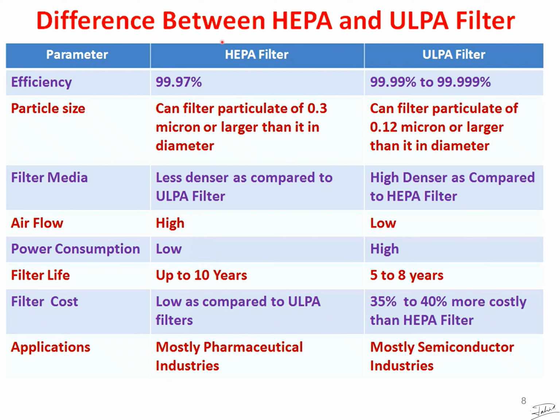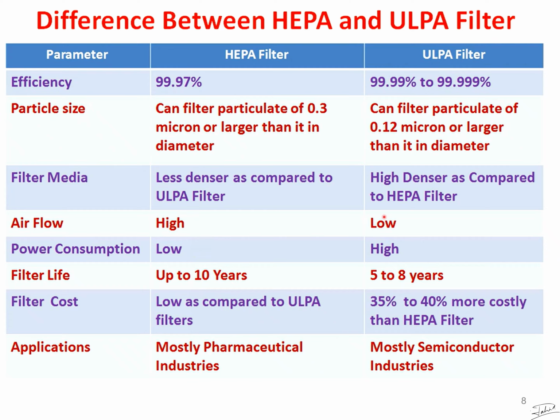So we need to learn about the difference between HEPA and ULPA filters. Here HEPA is 99.97%, but ULPA is more efficient than HEPA filters, at 99.999%. HEPA can filter particulate of 0.3 micron or larger. ULPA can filter particulate up to 0.12 micron or larger. You can see how sensitive it is. In HEPA the filter media is less dense. In ULPA the filter media is denser. That is why the ULPA filter is very costly also.